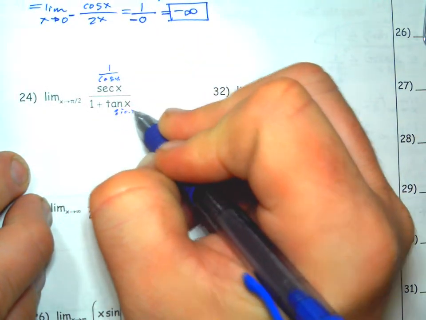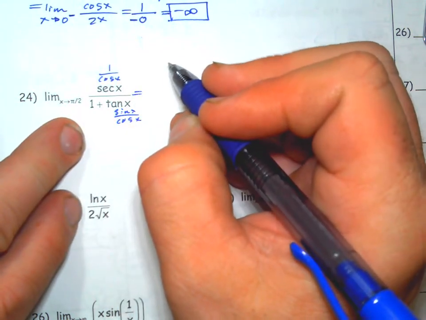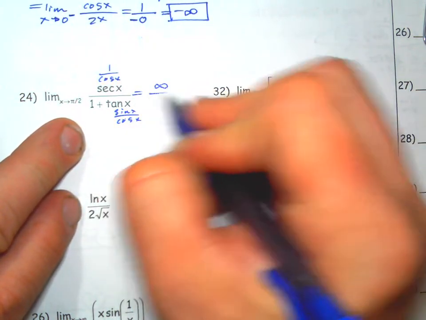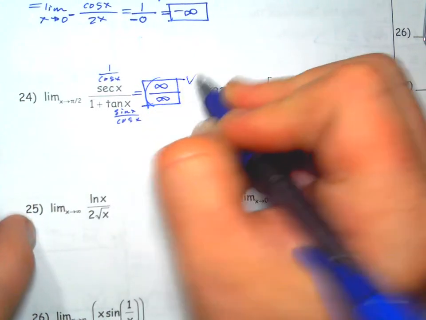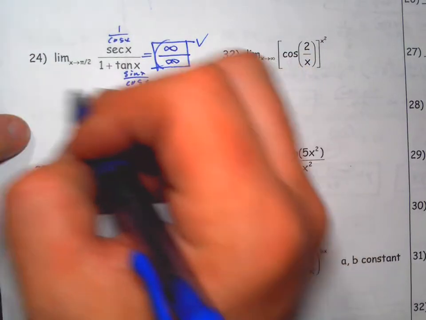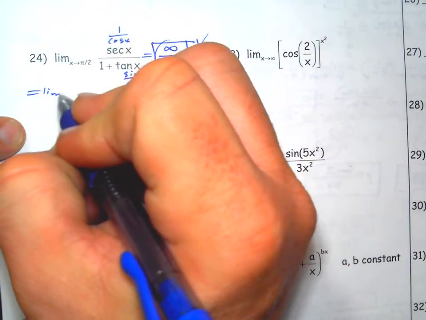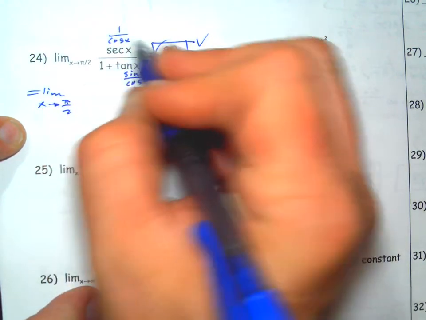This one, secant is 1 over cosine. Tangent is sine over cosine. So that's going to be cosine of pi over 2 is 0. So that's going to be infinity over infinity. So that's the initial indeterminate form, which will go in your answer column on your test. So we could go ahead and do L'Hopital's rule. We could leave it with that.